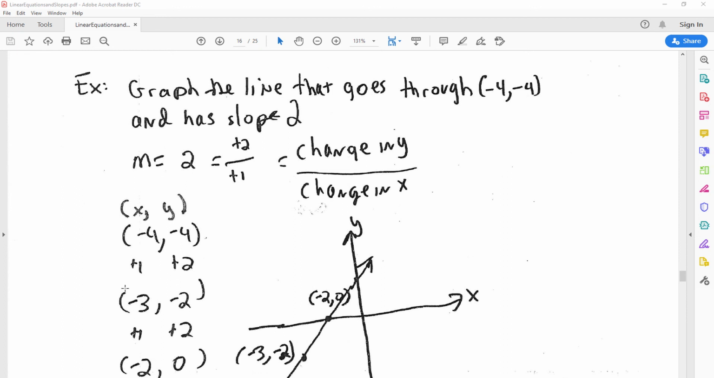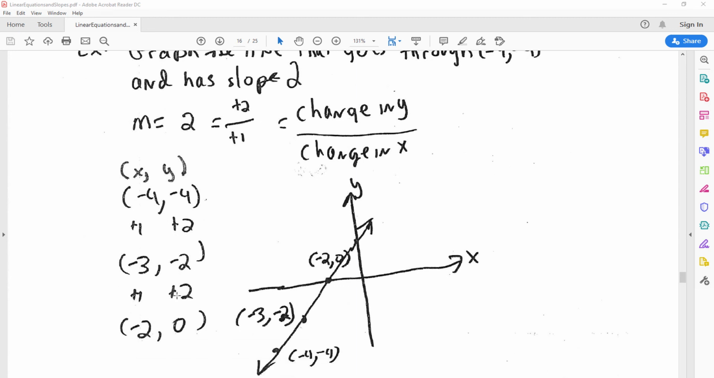Negative 4 plus 1 is 3, and negative 4 plus 2 is 2. I have my second point. I can repeat it and get my third point. Now I have 3 points. I can graph the line. Now, had I made a mistake in my algebra, I'd have a triangle here.